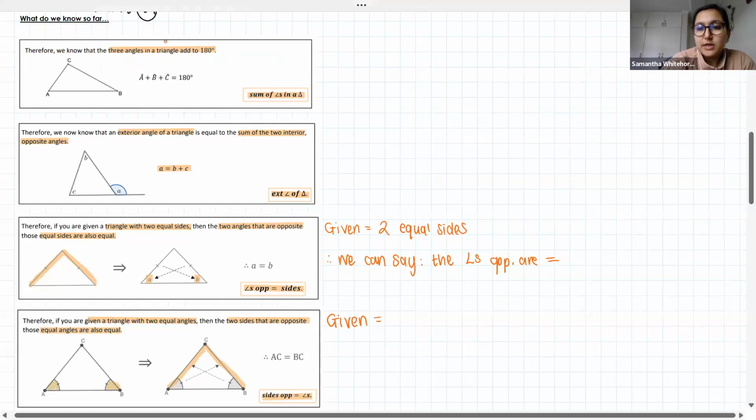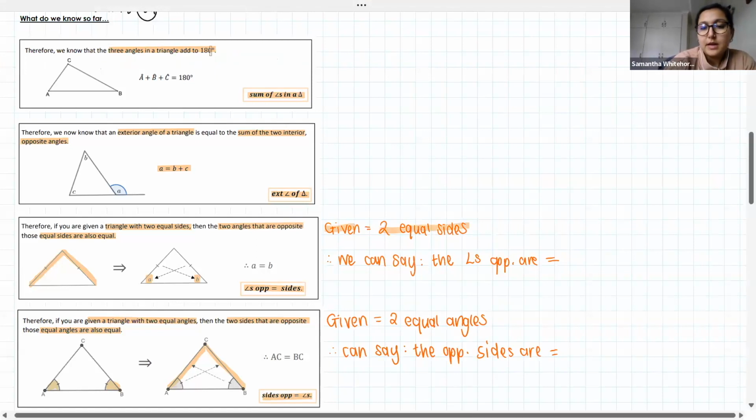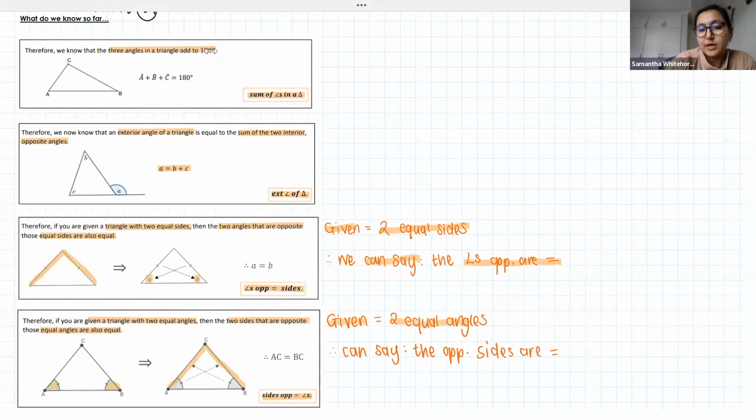So in the second reason, for angles opposite equal sides and sides opposite equal angles, we are now given 2 equal angles. And once we have that information, we can therefore say the opposite sides are equal. So it's very, very important to look at what information you are given and what you can then say is true based on the information you were given.